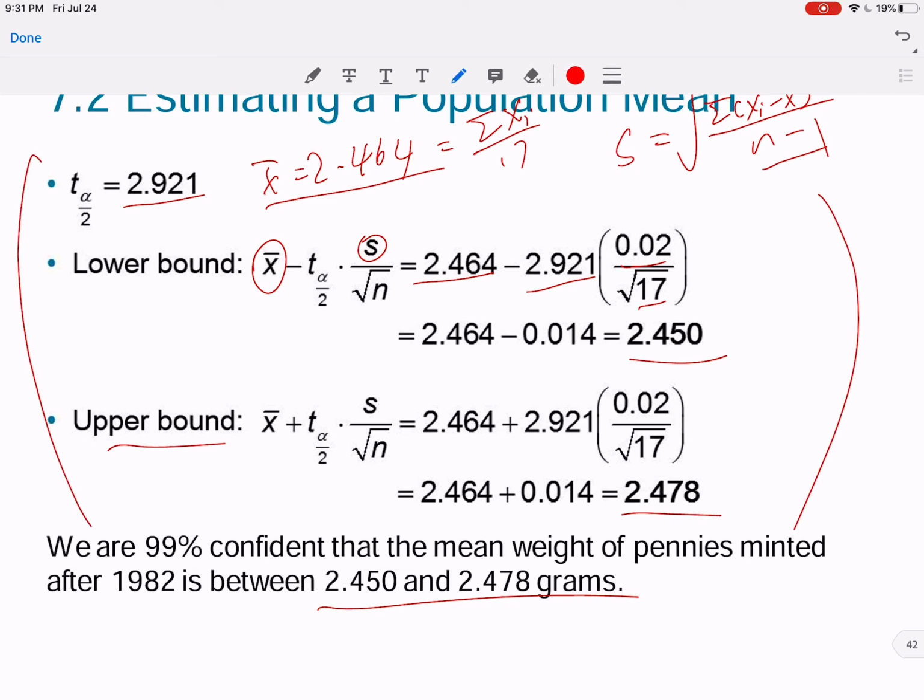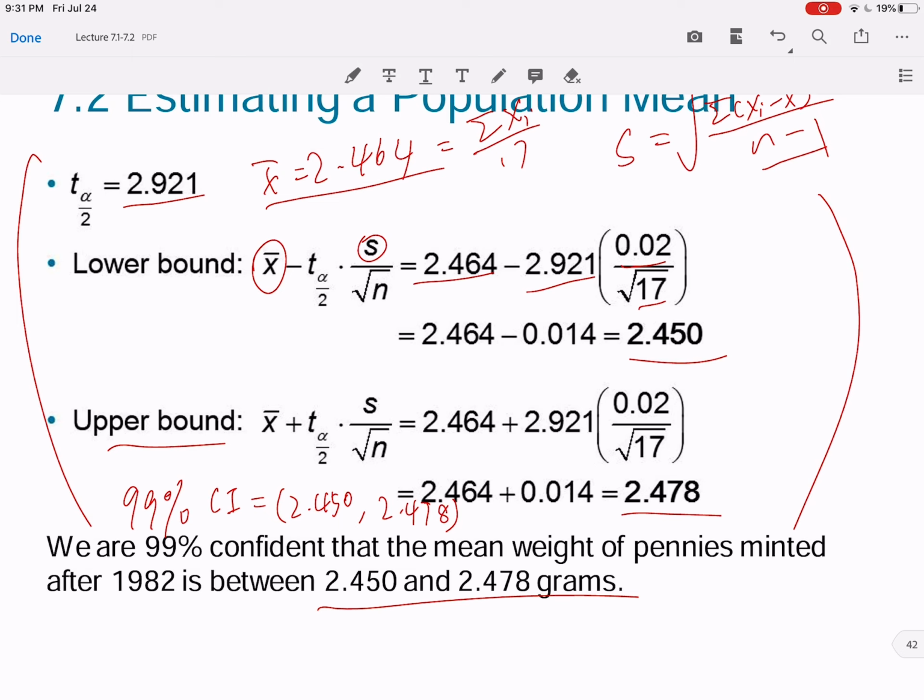And of course, you have to say that there is something that needs to be added. That's the 99% confidence interval is 2.450 and 2.478. Okay, that's all the work you need to show me to get the full credits.